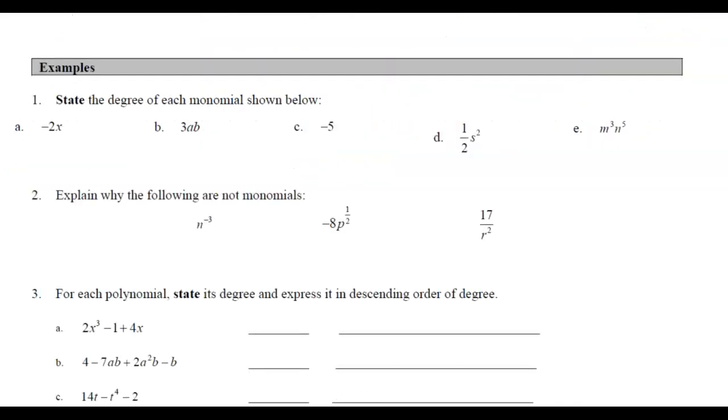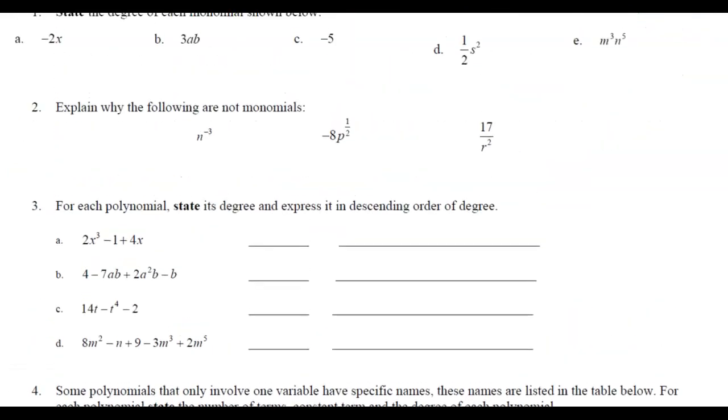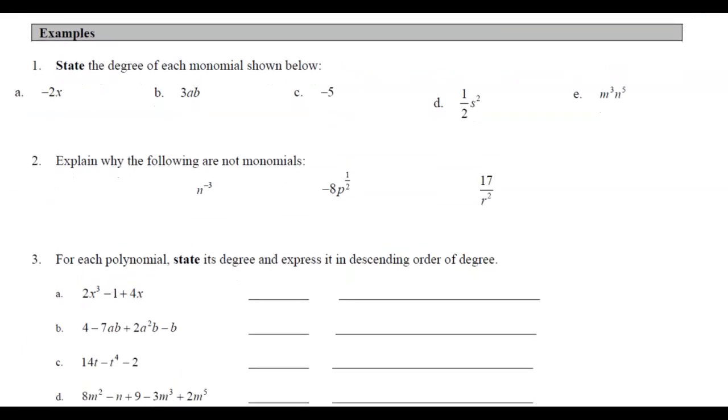Okay, so we're going to do a few of the examples, not all of them. So turn over to the next page. Okay, so question 1, actually I'll let you do that. State the degree of each monomial shown. I want you to go through and state the degree. I want you to do 1 and 2 right now.